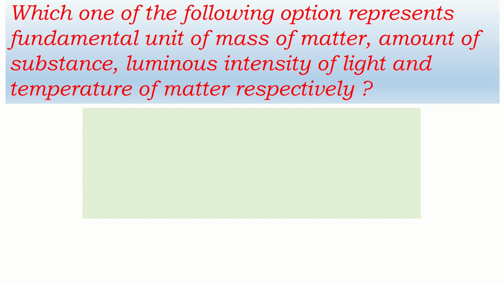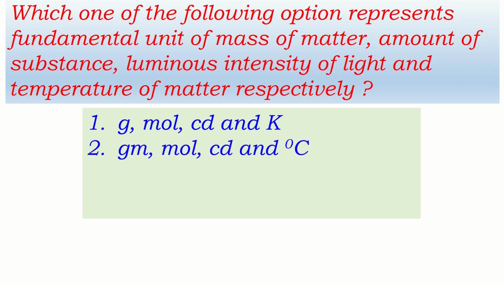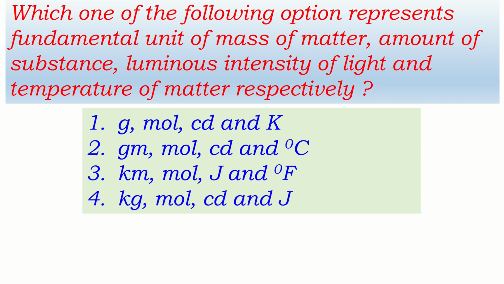Which one of the following options represents the fundamental unit of mass of matter, amount of substance, luminous intensity of light, and temperature of matter respectively? Now the options are G, MOL, CD and K. GM, MOL, CD and degree Celsius. KM, MOL, J and degree Fahrenheit. And kg, MOL, CD and J. Now it will be better to go through the question instead of going through these options. We'll feel a little comfortable with the question.